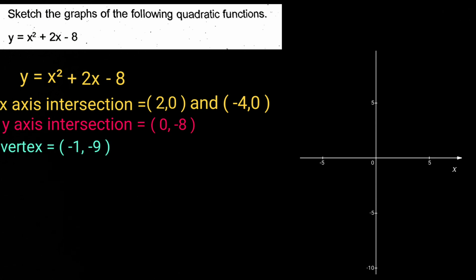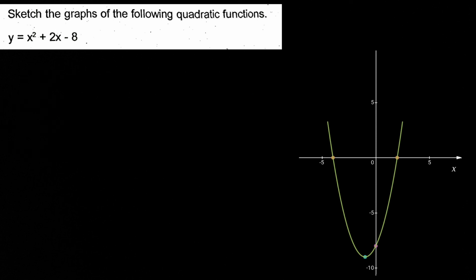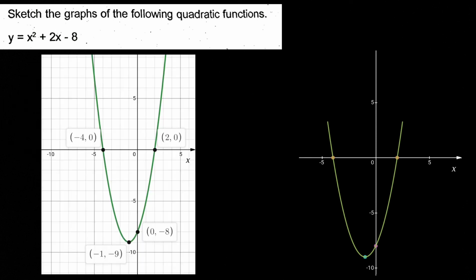And sketching the graph is a cakewalk at this point. All you have to do now is plot those 4 points, (2, 0), (minus 4, 0), (minus 1, minus 9), and (0, minus 8) in the right graph, and connect them in a way that would form a U-shaped parabola. So we would get something like this based on our workings. And if we compare it with the graphing calculator's output, you can see it's pretty accurate.